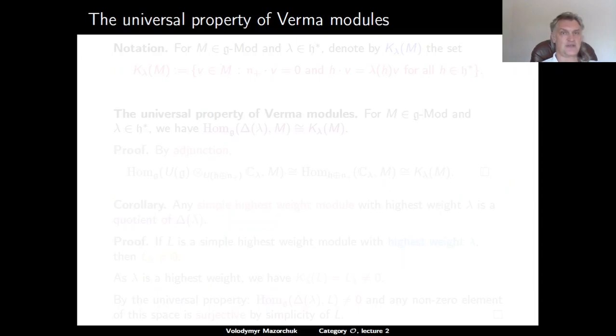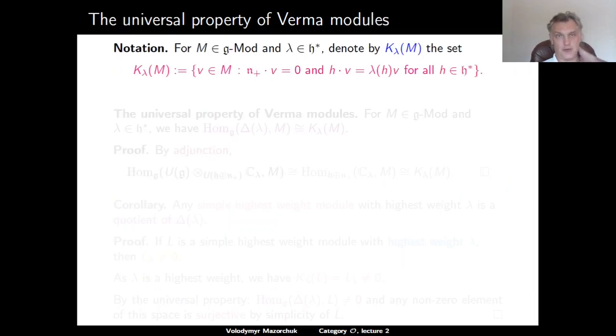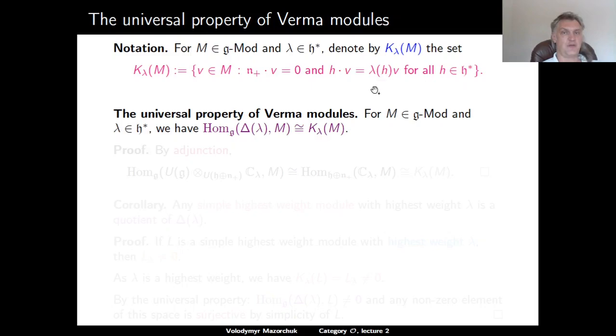Next, let us talk about the universal property of Verma modules. For a g-module M and the weight λ, denote by K_λ(M) the set of all vectors v in M which are killed by n plus and on which elements of the Cartan subalgebra act as scalars prescribed by λ. The universal property of Verma modules is the following statement. For any g-module M and any weight λ, the vector space of all g-homomorphisms from the Verma module Δ(λ) to M is isomorphic as a space to the space K_λ(M).